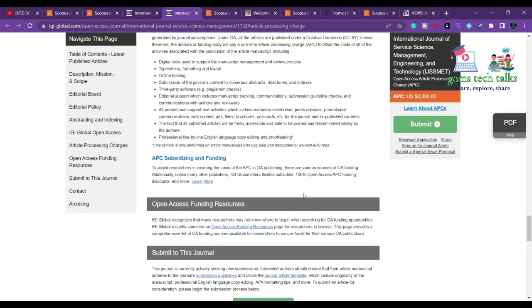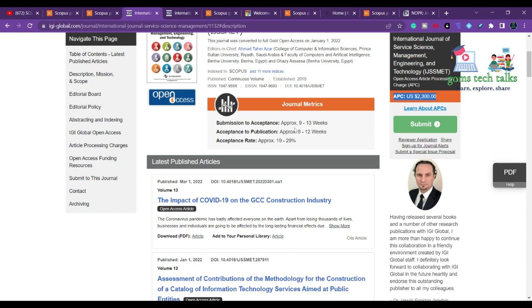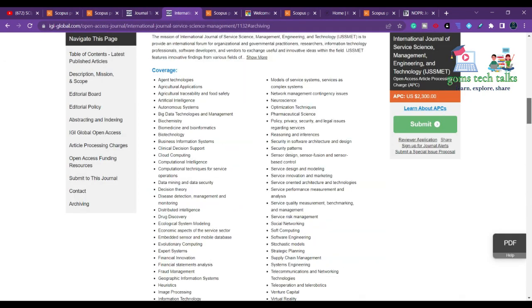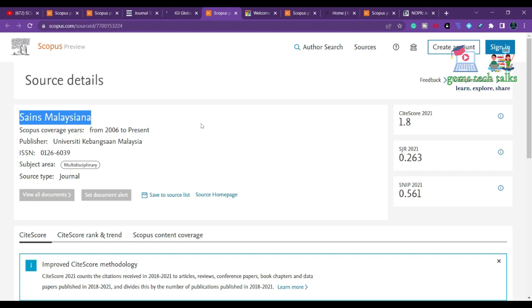So this is all about this, and this is the submission to acceptance. They will take approximately 9 to 13 weeks for acceptance itself, and acceptance to publication they take 8 to 12 weeks. So 6 issues per year. This particular journal is publishing six issues per year. If you can afford this price, you can try this, or else we have the next journal to check.